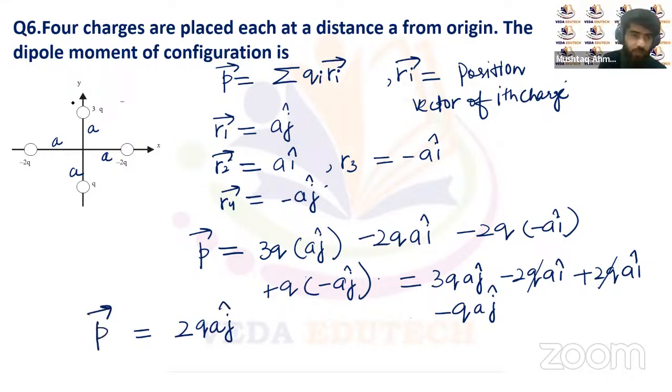It means the net dipole moment, because of all the four charges, is actually along this direction, right? So this is the direction of the net dipole moment because of all the four charges here. So this is how we can calculate the net dipole moment because of all the four charges.